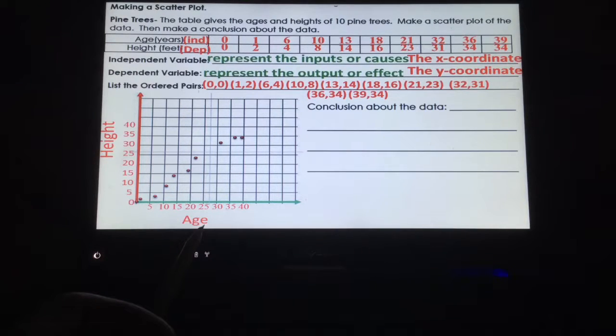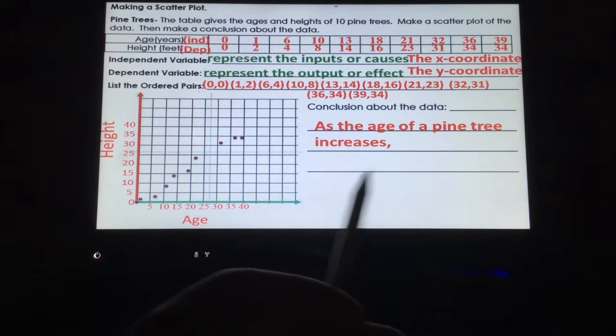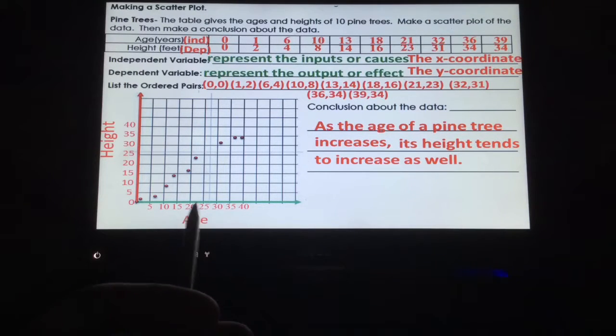Okay. Now, we can look at this data right here, and we can come up with a conclusion. Because over here it says that we have the age, over here we have the height. Now, the independent variable is always what you start with. And in this case, the independent variable is increasing because you can see that the age is increasing. So as the age of the pine tree increases, then the height increases as well. So this is the conclusion of this scattered plot. All right, later on in the video, you're going to have to come up with your own conclusions based on the information that's given.